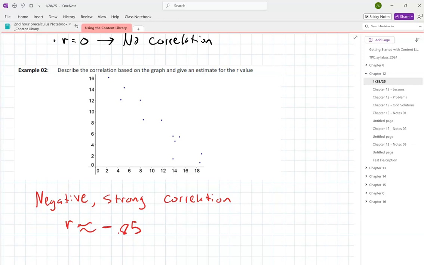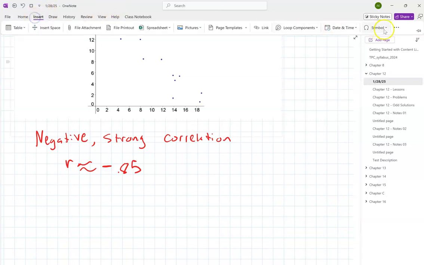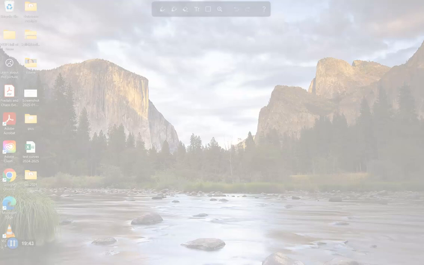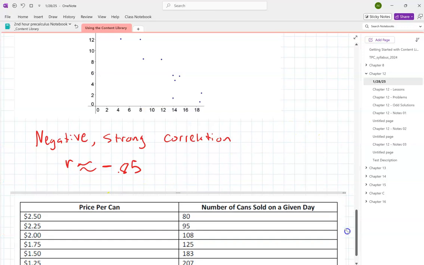All right. But we don't have to settle for just an estimation for these R values. We can calculate this specifically. So to do that, we're going to use our calculator. So if you have your graphing calculator with you, I invite you to take it out and follow along.